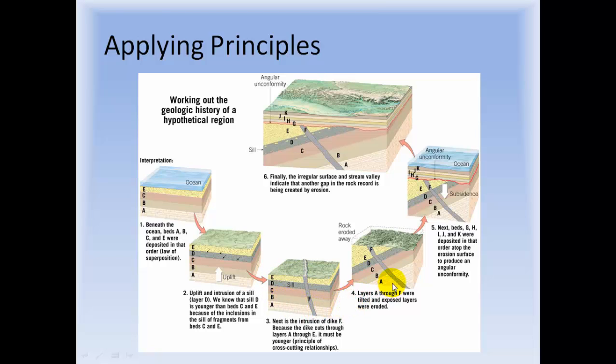Then these layers were all tilted, and the exposed layers were eroded. So now we have an angular unconformity being formed as new rocks were laid down: G, H, I, J, and K. Then probably some subsidence. Finally, there's a stream valley, which is going to start creating another gap in the rock record.